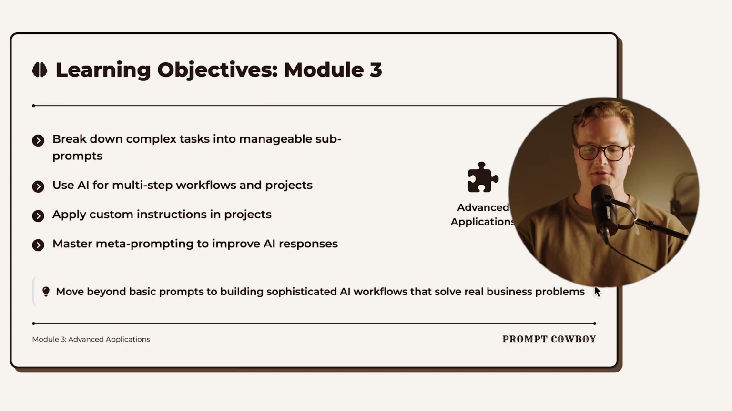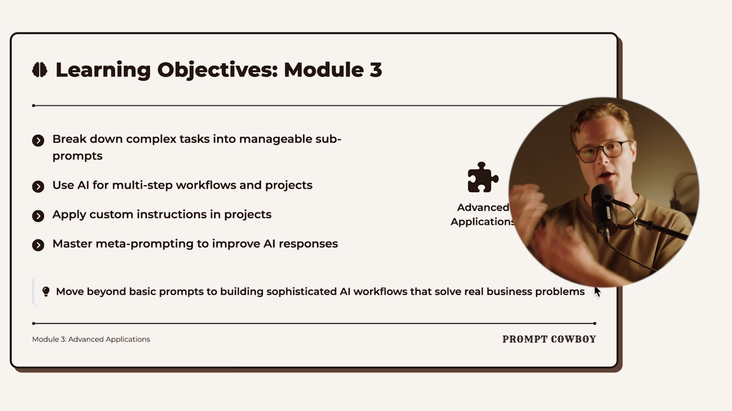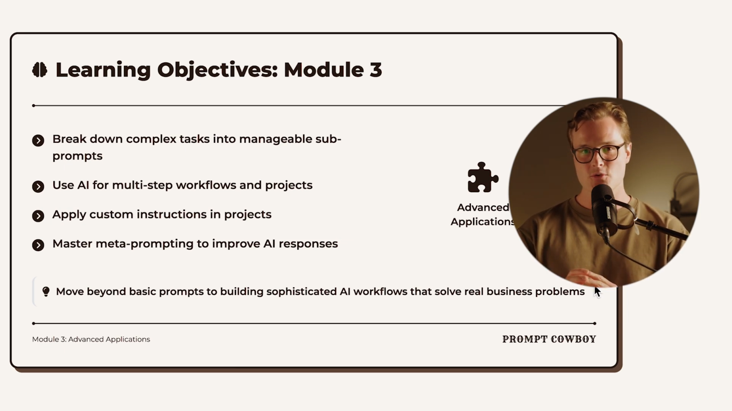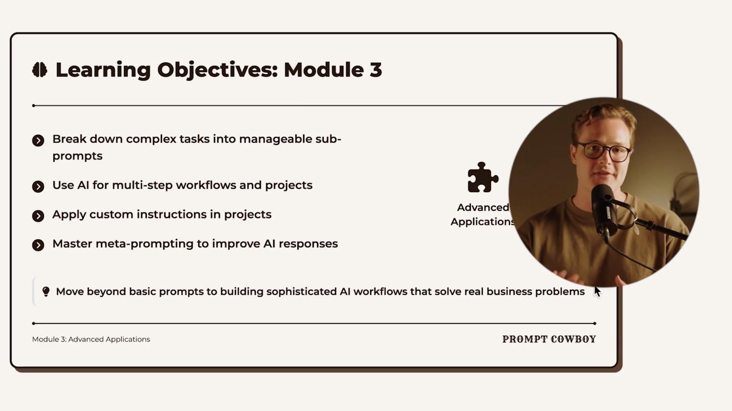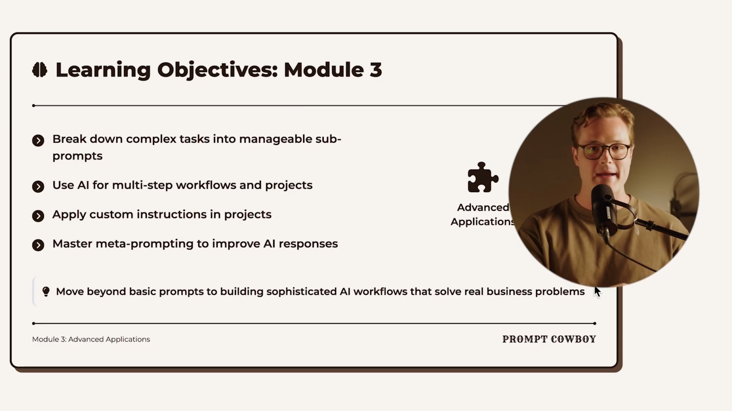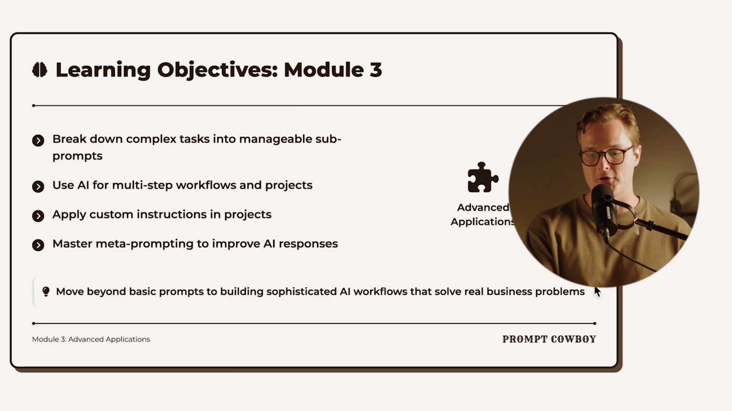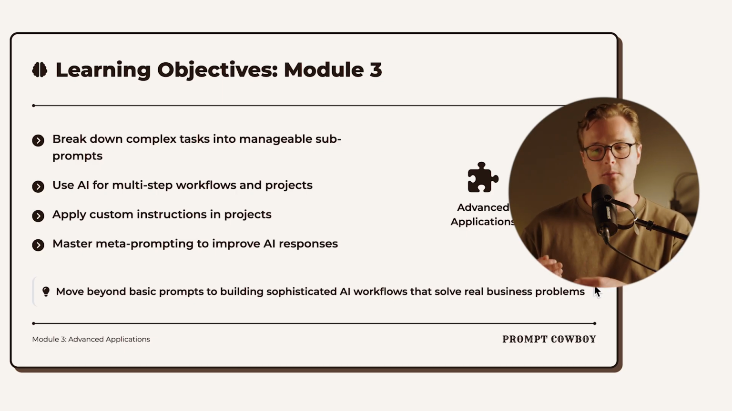So the learning objectives for this module. First of all, I'm going to teach you how to break down complex tasks into manageable sub-prompts. We're going to figure out how to use AI for multi-step workflows as opposed to just one-off interactions. I'll teach you the importance of when to use projects in ChatGPT, and we'll teach you how to start thinking as a meta prompter. So after training thousands of people, it's these advanced applications that take you from a basic prompting framework and approach to actually using AI for more sophisticated workflows that actually solve real problems for you or your business.